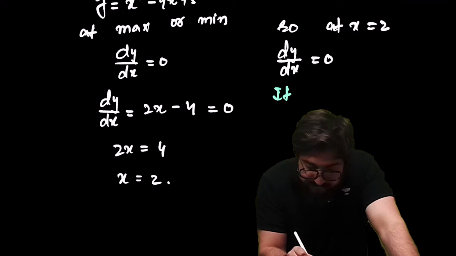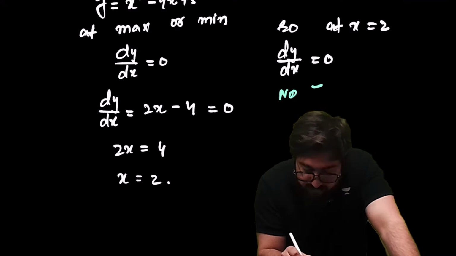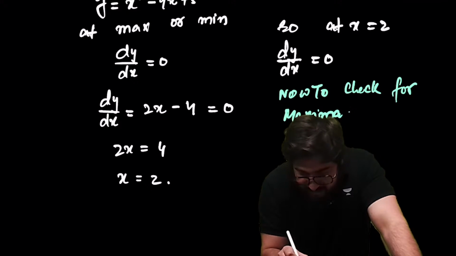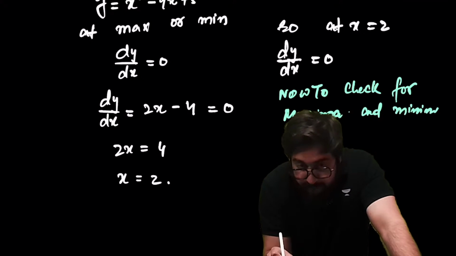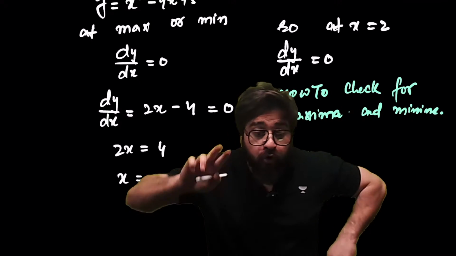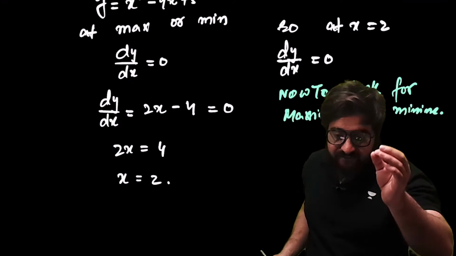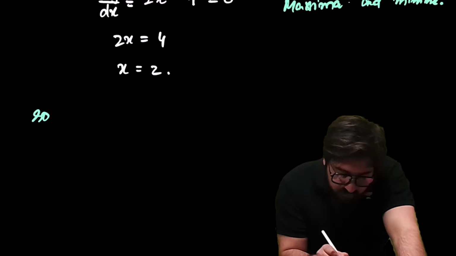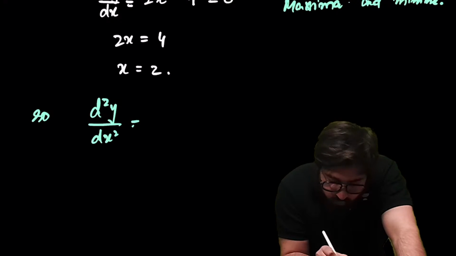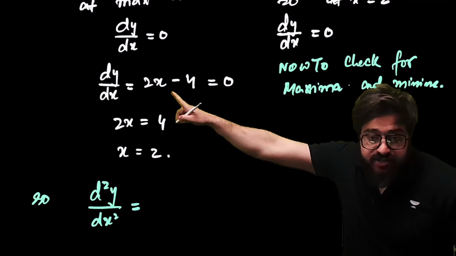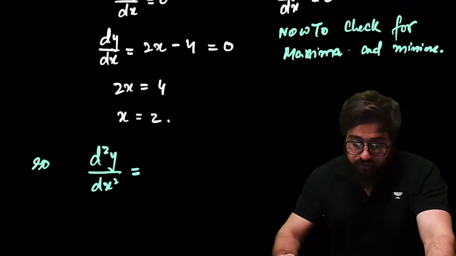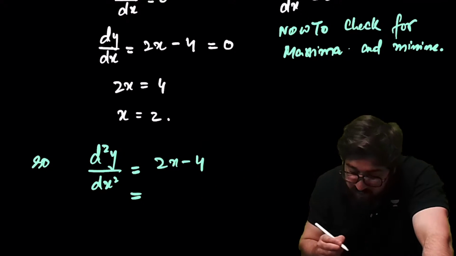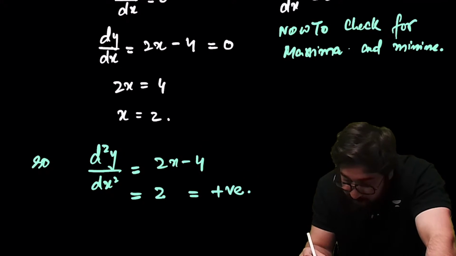Now to check for maxima and minima, what we have to do? We have to double differentiate. So we'll find d2y divided by dx2. First differentiation is this one, now we have to differentiate it again. If we differentiate 2x minus 4 again, what is the differentiation of 2x minus 4? That is 2 only. And this 2 is positive.